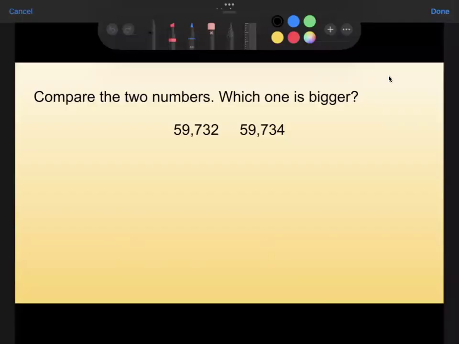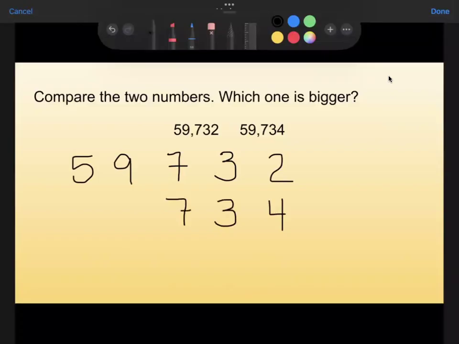Okay, so let's do that with our next set of numbers. We have 59,732 and 59,734. So I'm going to write the first number, 59,732. And then the second number has a 4 here, a 3 here, a 7, a 9, and a 5.